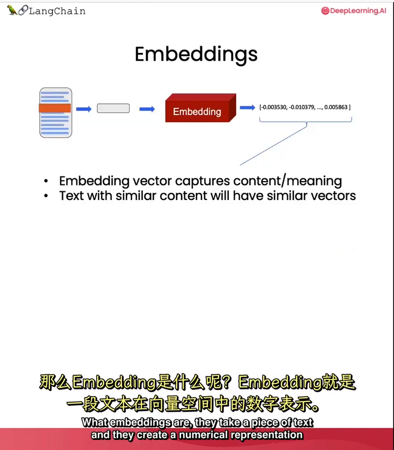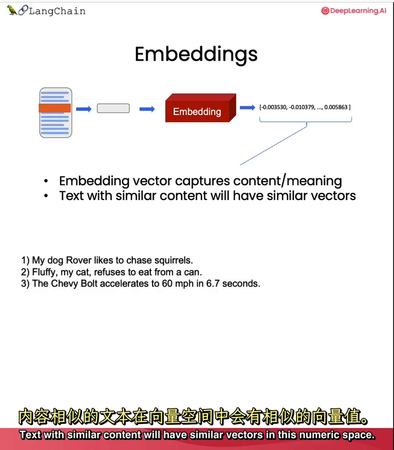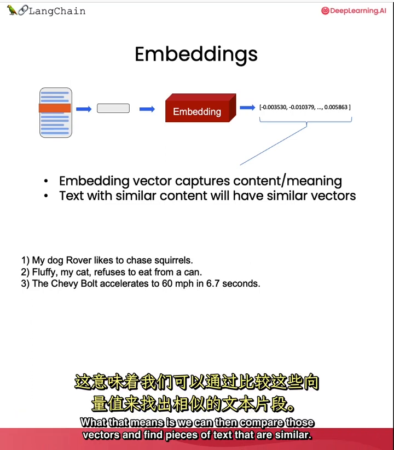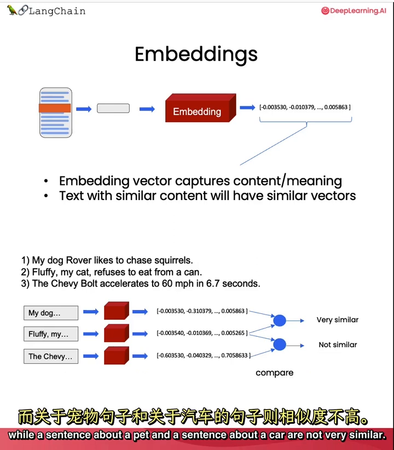Embeddings take a piece of text and create a numerical representation of that text. Text with similar content will have similar vectors in this numeric space. What that means is we can then compare those vectors and find pieces of text that are similar. So in the example below, we can see that the two sentences about pets are very similar, while a sentence about a pet and a sentence about a car are not very similar.